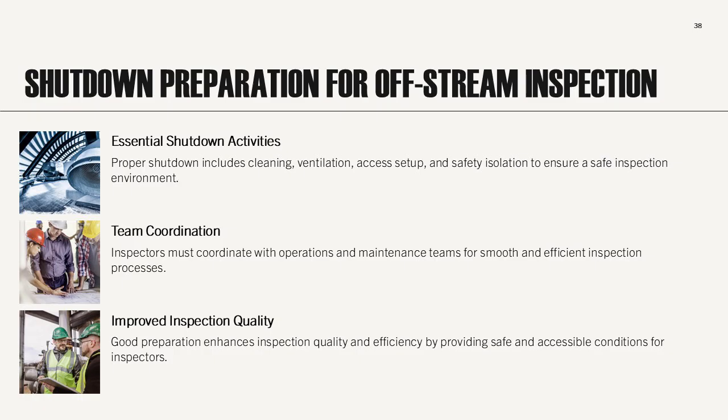Proper shutdown preparation is essential for effective off-stream inspection. Activities include cleaning, ventilation, access installation, and safety isolation. Inspectors should coordinate with operations and maintenance teams. Good preparation improves inspection quality and efficiency.